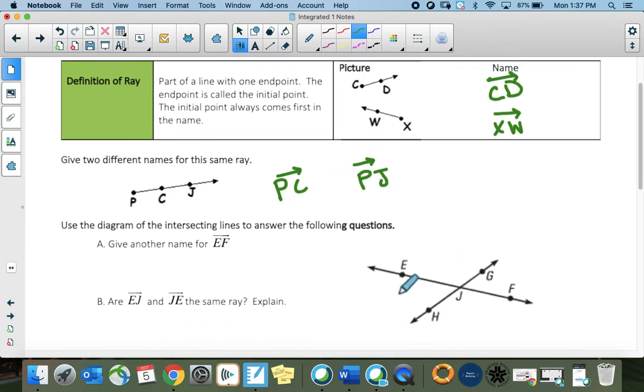Okay, now we're looking at this picture. It says use the diagram of the intersecting lines.